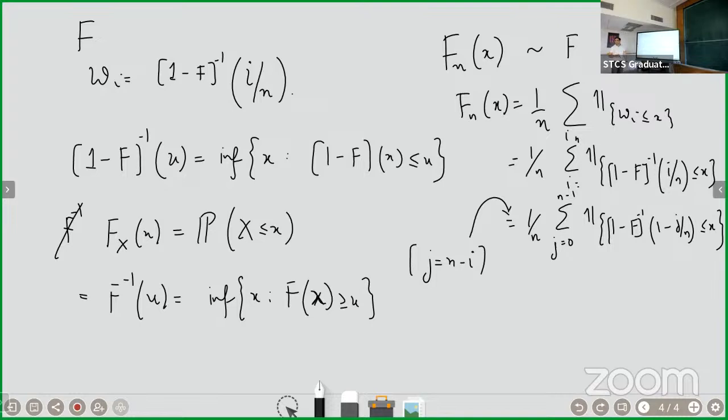Even if you can guess, it's okay. This is the 1 minus f. By definition, this is 1 minus u. Yeah. I'm going to use this here. Now you see it is 1 minus f inverse of 1 minus u, where u is nothing but j by n. It is equal to the f inverse of u. Substitute that.